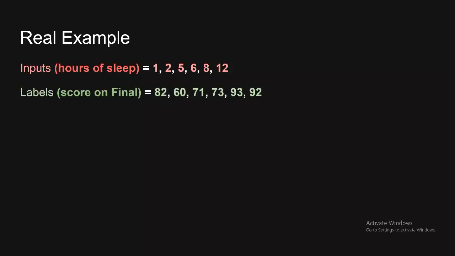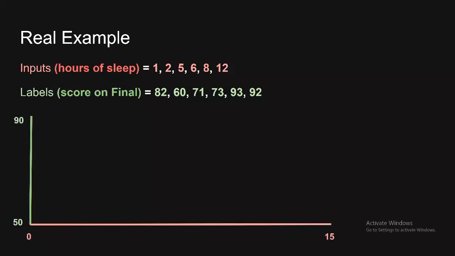So now let's look at something that would approximate real data. This is data that I made up, but I want to show you some of the problems we start to face. We start with our input, which is hours of sleep: 1, 2, 5, 6, 8, and 12. God, 1 and 12. I'm somehow both of those, actually. Now we also have our labels, which are the scores on the final. So with this number of hours of sleep, these people got these corresponding scores on their final. And we can plot this data. So let's take a look at it.